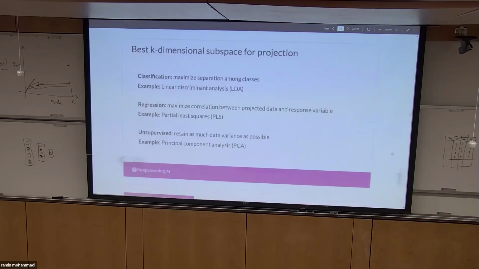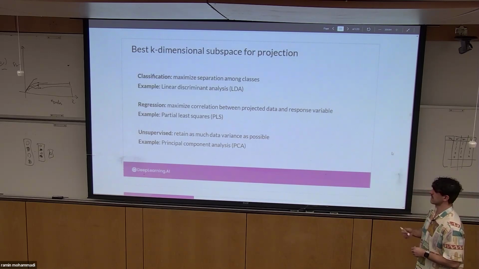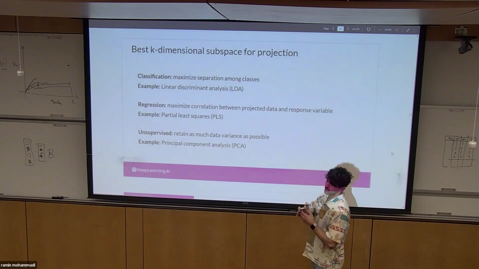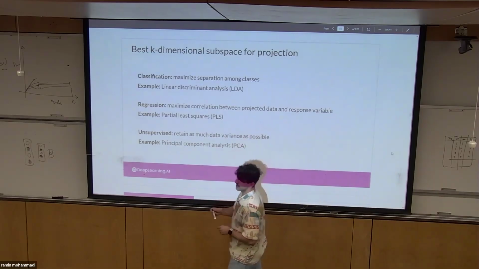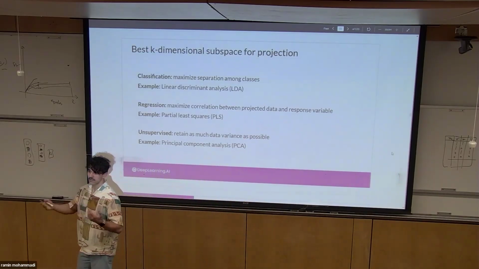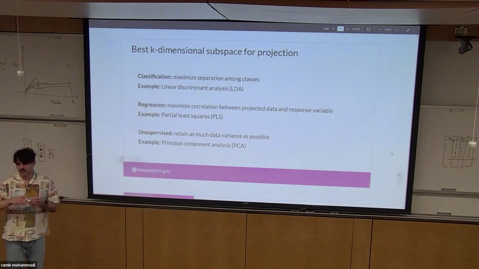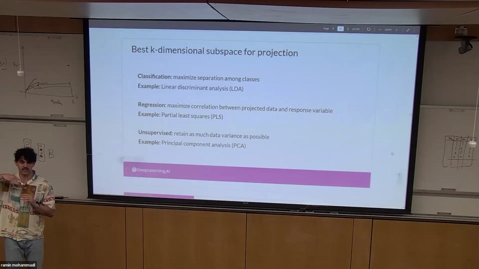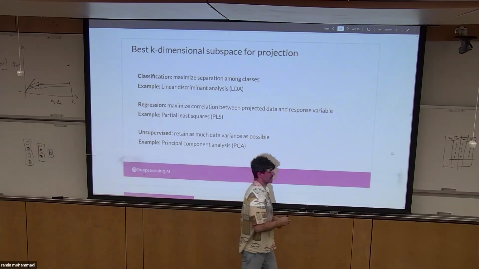Now, when it comes to the k-dimensional subspace, it depends on the technique or the downstream task that you have. If you're doing classification, your goal is to maximize the separation among classes, right? So LDA, or linear discriminant analysis, is a good technique for something like that. If you do regression, you want higher correlation among points, so there you can do PLS, partial least squares.